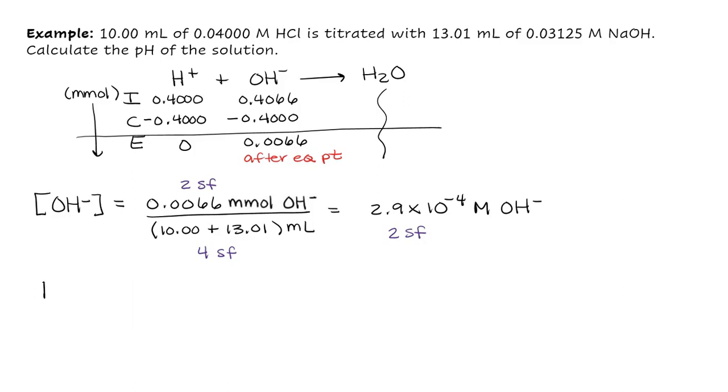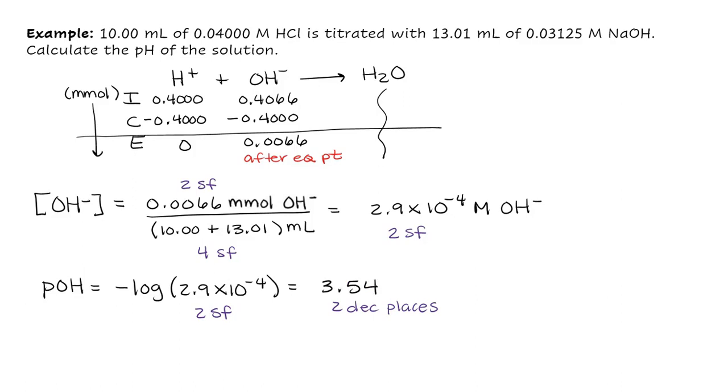Our next step is to calculate the pOH, and that is the negative log of 2.9 times 10 to the negative 4. We have 2 sig figs in that value, which means we'll end up with 2 decimal places in our pOH. So taking the negative log of 2.9 times 10 to the negative 4 gives us 3.54, out to 2 decimal places.